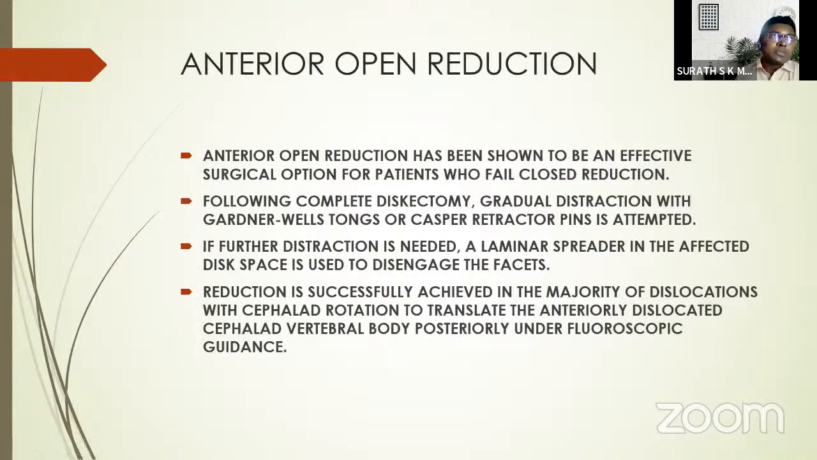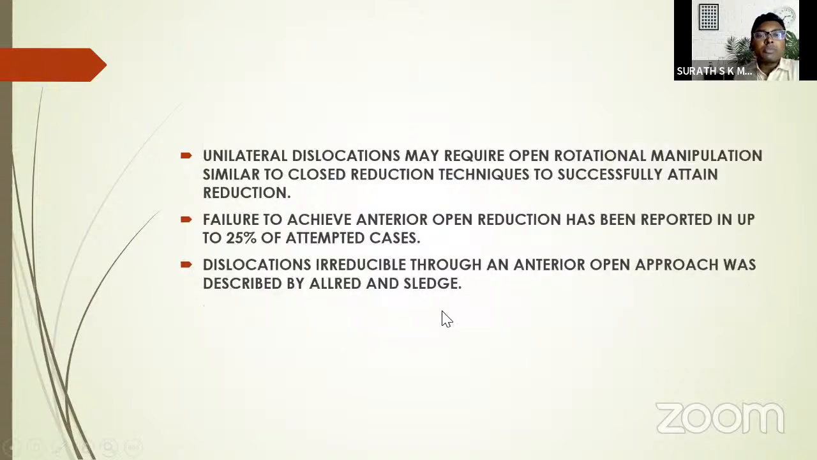But sometimes, especially if it is closer to the junction, if it is C6, C7, it is difficult to get the correct reduction only through the anterior approach. So in 25% of the cases, the anterior open reduction is going to fail. It has happened to me, and in that case, we had to go for the posterior approach.